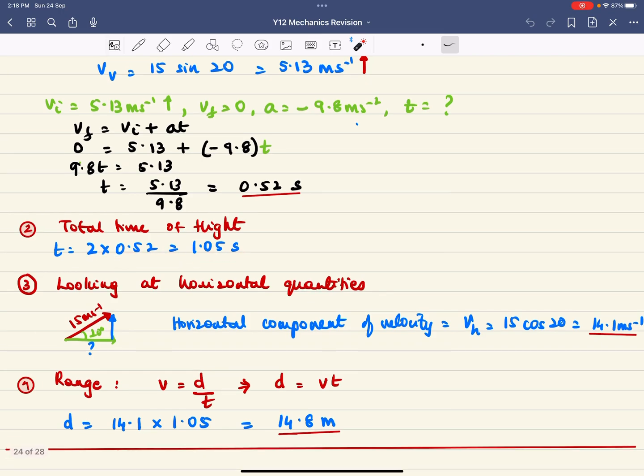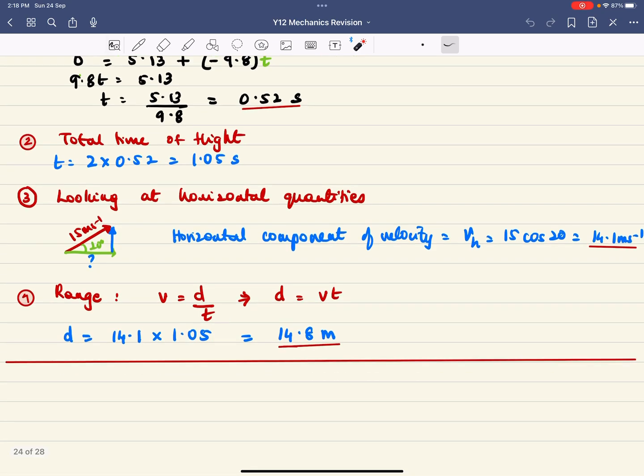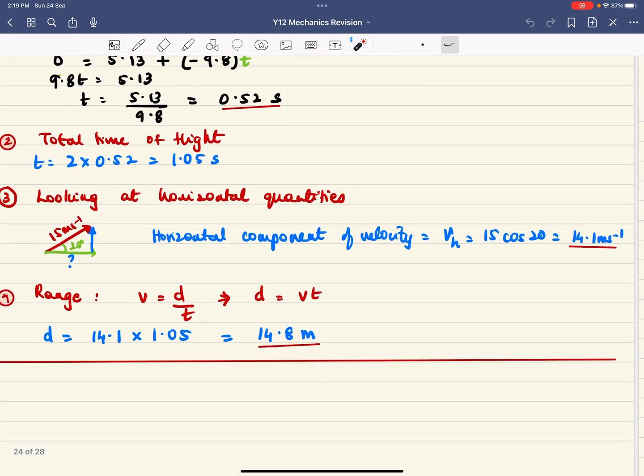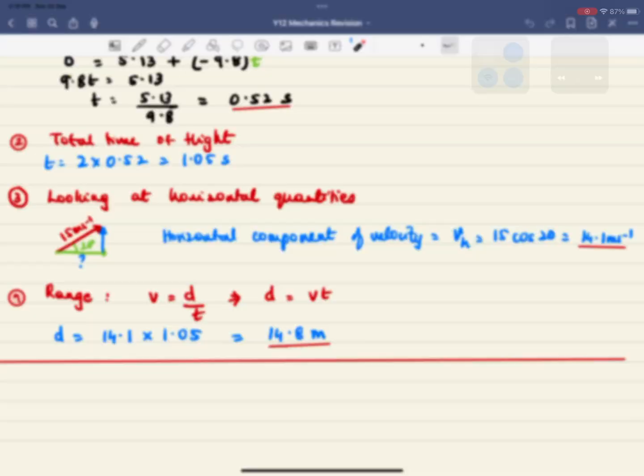You get 1.05 seconds. Now looking at horizontal quantities, the horizontal component of the velocity is 15 cos 20, and it works out to 14.1 meters per second. So now we know the v and we know the t, so we just have to get the distance, which is the range, which is horizontal velocity times total time, and you get the range. And that's how you solve a problem on projectile motion.